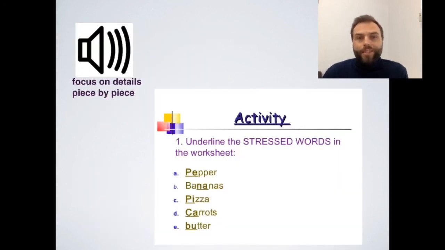So for focus on details and piece-by-piece comprehension, here is an activity. This activity is to underline the stressed words in the worksheet. So students would listen to a recording or listen to the teacher, and they would listen to which part of the word is stressed. For example, pepper, bananas, pizza, carrots, butter. So they listen for the stress. So there's one example of an activity that focuses on listening for bottom-up stress and pronunciation. You could also do things with listening for sounds, listening for specific words, and so on.